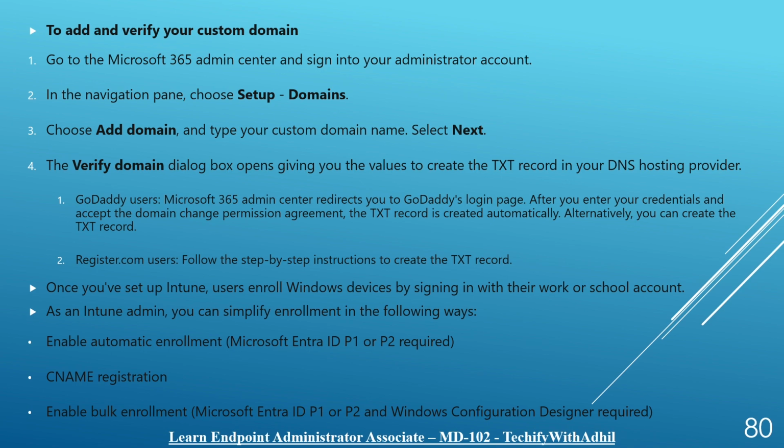Once you have set up Intune, users enroll Windows devices by signing in with their work or school account. As an Intune admin, you can simplify enrollment in the following ways. Enable automatic enrollment; you should have a P1 or P2 license to do this automatic enrollment. Then CNAME registration. Then enable bulk enrollment. This can be done if you have a P1 or P2 license, and Windows Configuration Designer is required.